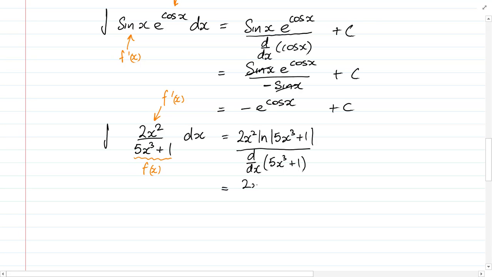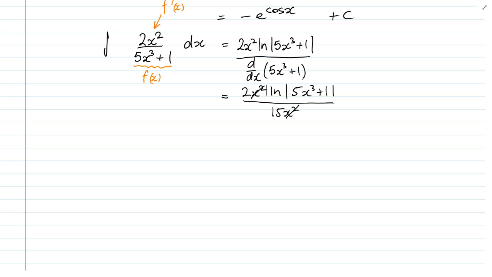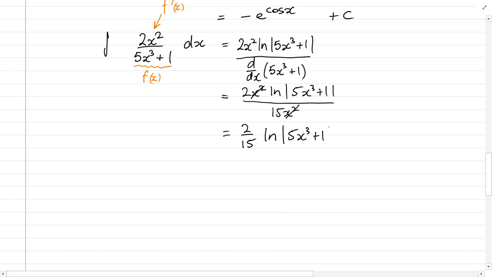And so now I follow through with this. I get 2x squared log 5x cubed plus 1 divided by, and the derivative there is 15x squared. And that's good because the x squareds will cancel, and they should do, and if they don't, then you are doing the question incorrectly. And I get 2/15 of log 5x cubed plus 1 plus c. Don't forget your plus c's. They will be work marks.